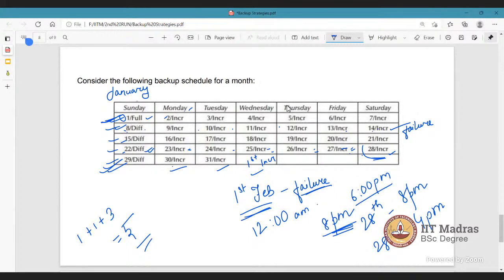No, look, by this particular schedule, what we mean is that on the 1st Sunday of every month, we will be performing a full backup. Then like 2nd, 3rd, 4th. So on the 5th of Feb, we will be performing a full backup. You get my point?